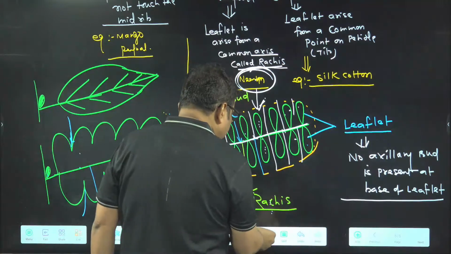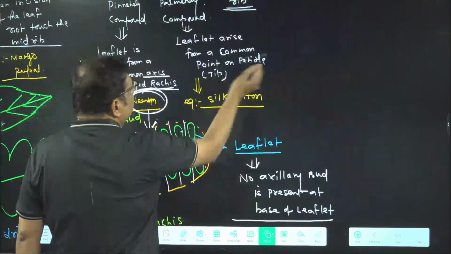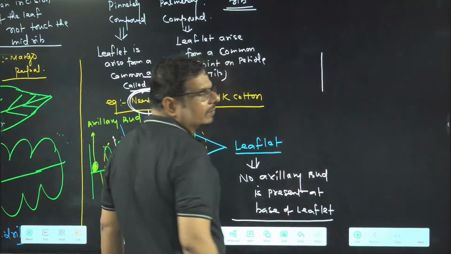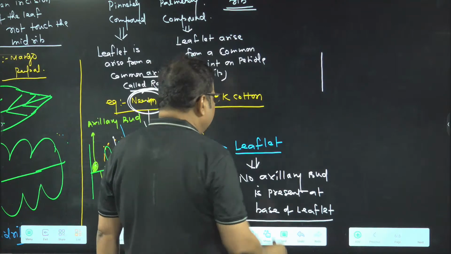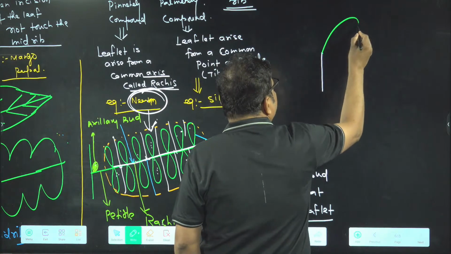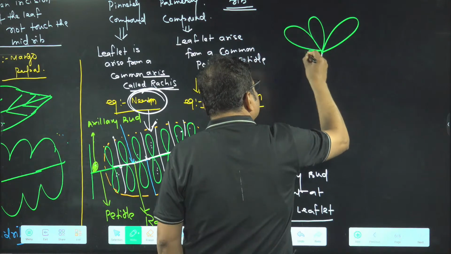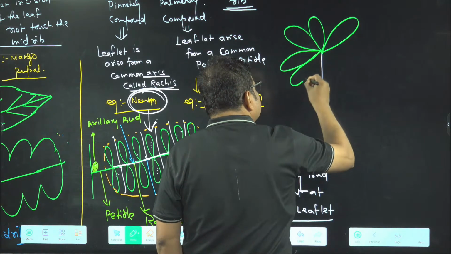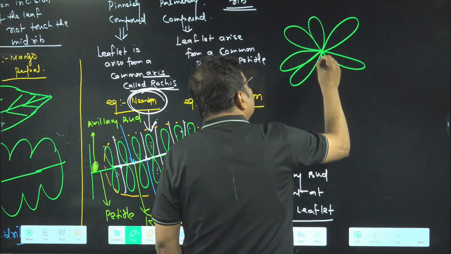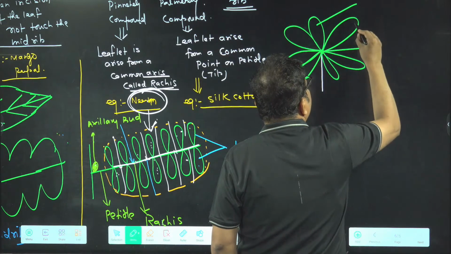Now we are going to deal with what happens in the case of the palmately compound leaf. Here I am writing palmately compound leaf. You will find the petiole is shorter, not a longer petiole. And from a common point on the petiole, the leaflets are arising. These are leaflets.